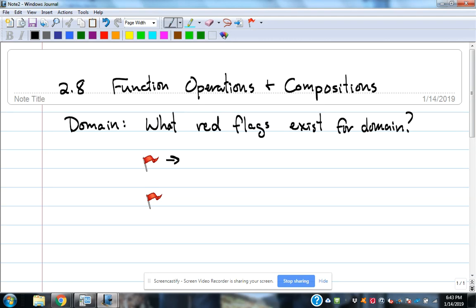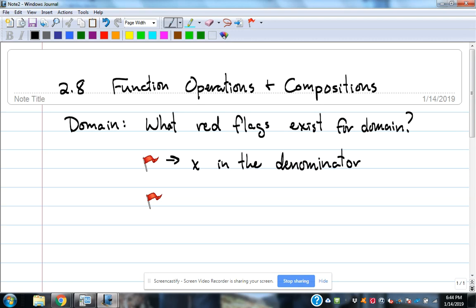Zero in the where? Perfect. Good job. X in the denominator. That x being in the denominator of the fraction introduced the idea that we could have zero in the denominator. If x is zero, then we got a problem because we never can divide by zero. So if there's an x in the denominator, that's a red flag. We got to do something about that.